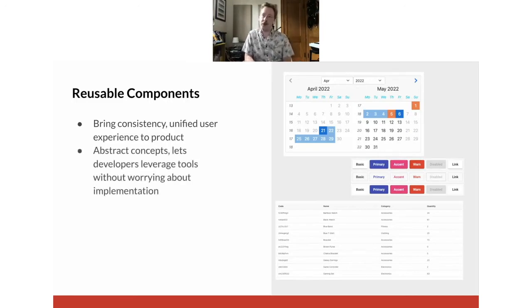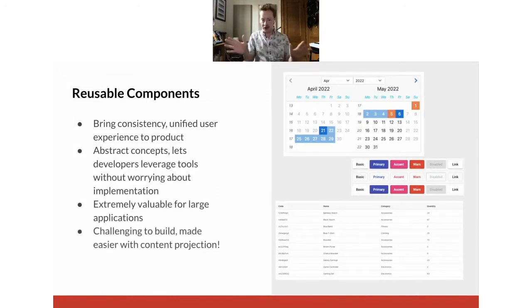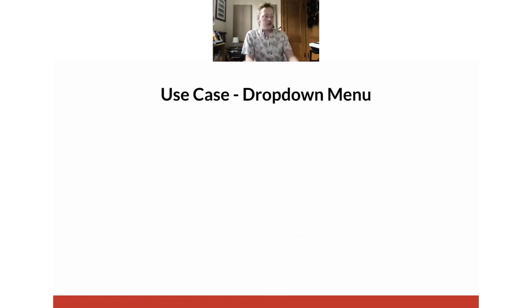They're also very useful for abstracting concepts, particularly concepts that are kind of hard to implement, like let's say a date picker. It lets developers leverage tools without necessarily having to worry about how those tools are implemented. These are extremely valuable, especially for large applications where you might have maybe hundreds of date pickers in a single UI. But they can be a little bit challenging to build. There's always a lot of corner cases you have to think about, but they are made quite a bit easier with content projection. So the use case that I'm talking about today is a drop-down menu.